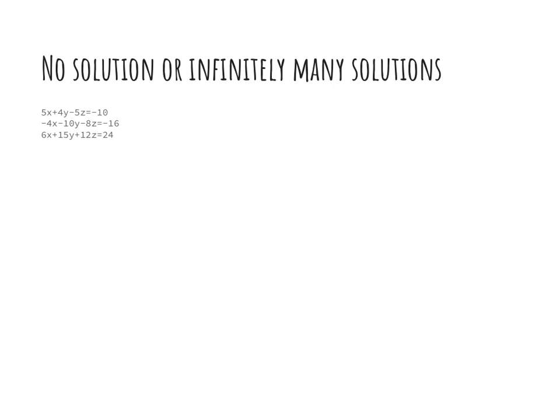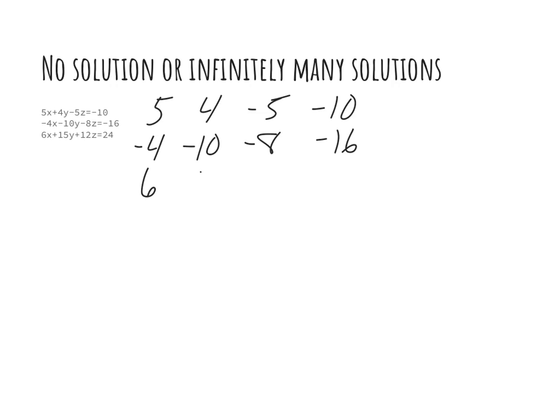Now we're going to do a few examples so you know what no solution or infinitely many solutions looks like. So we're going to do it the same way we did before. So we'll write down each equation without the variables or the equal sign. So we've got a 5, a 4, a -5, and a -10, -4, -10, -8, -16, 6, 15, 12, and 24. Okay, so here's the matrix we're going to type in. So go ahead and pause the video and get that typed in.